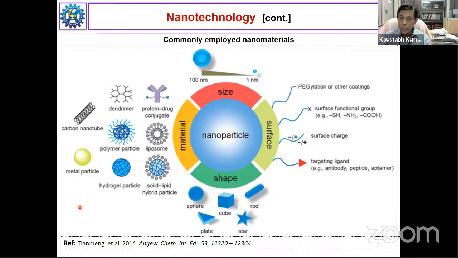A nanomaterial is generally considered a material within 100 nanometers in size, and its important features are its surface, its shape, and its materials. If we can modify its surface with different kinds of materials, or use different shapes, or conjugate different kinds of biomolecules or polymers or any kind of materials, then we can make a complete nanomaterial which has applications as far as we wish.